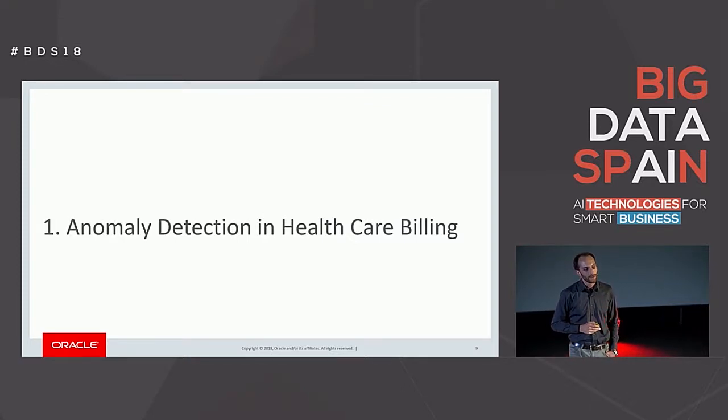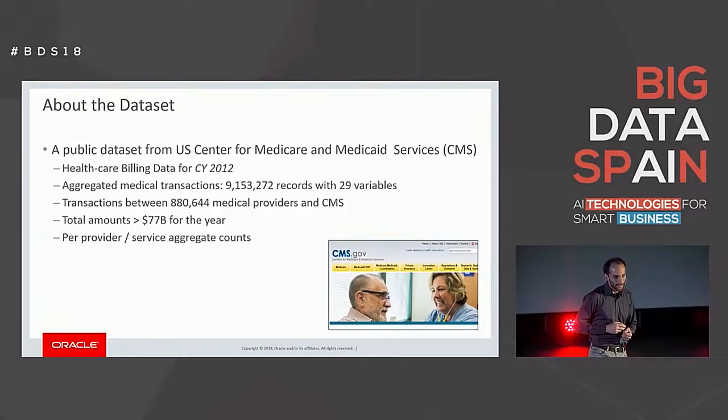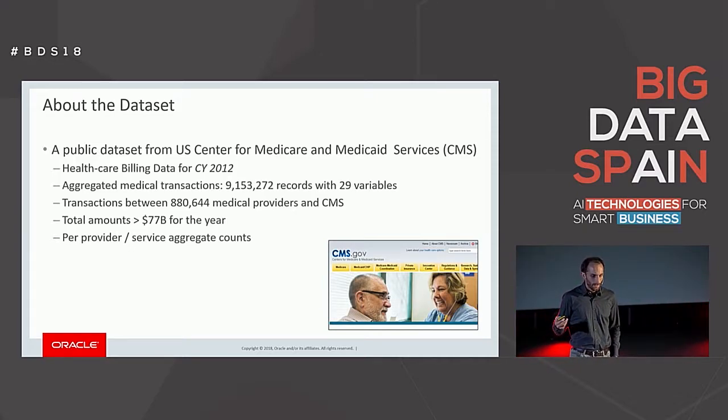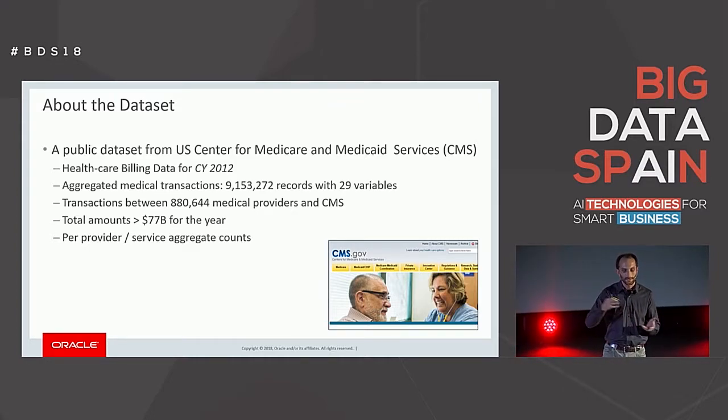So the first example I have is anomaly detection in healthcare billing. This is an example of the first category I mentioned before. We're going to use some analysis on graphs to extract anomalies from a data set. This data set is a public data set from the U.S. Medicare Center. It's basically a billing data set from hospitals from 2012. It's quite large, although not huge. It's about 9 million records with 29 variables, and it basically includes doctors and some visits or other services that the doctors made on the patients, and it's used to keep track of the costs of healthcare.